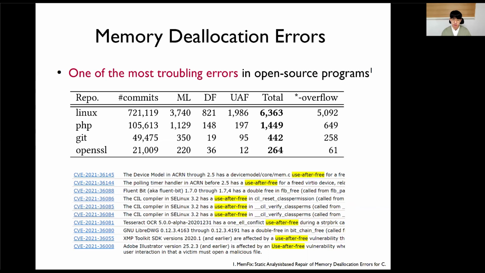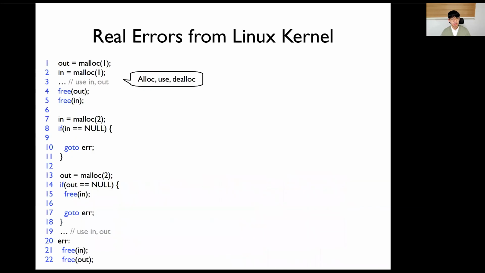Moreover, each of these errors should be carefully examined and fixed, because otherwise these bugs become a significant source of serious security vulnerabilities. For example, these serial numbers below are a partial list of the vulnerabilities that occurred due to use after free this year. So first, I will explain how the developers manually fix the real errors in the Linux kernel. Then I will explain how the MemFix technique automatically fixes these errors.